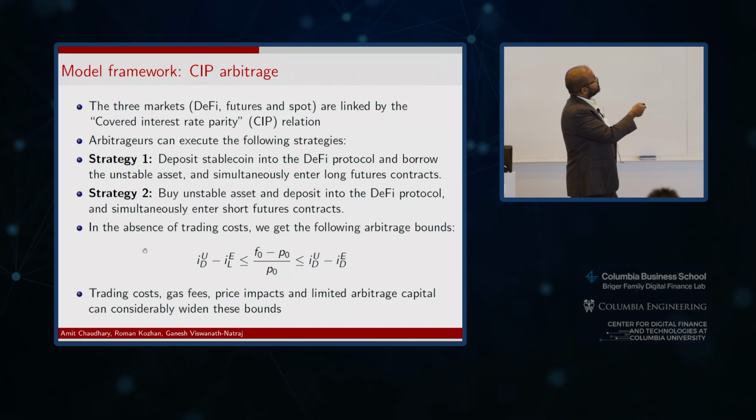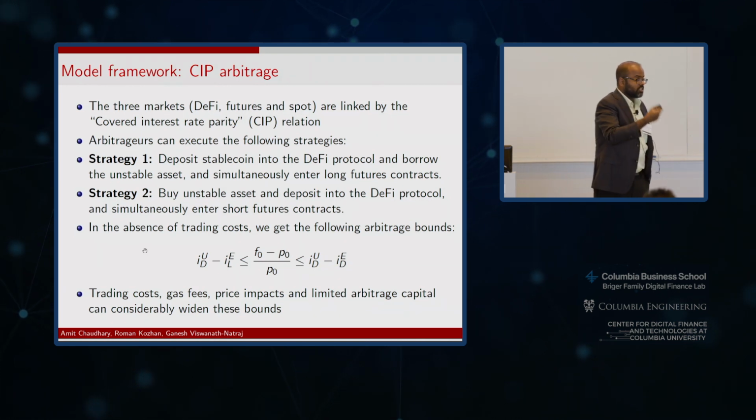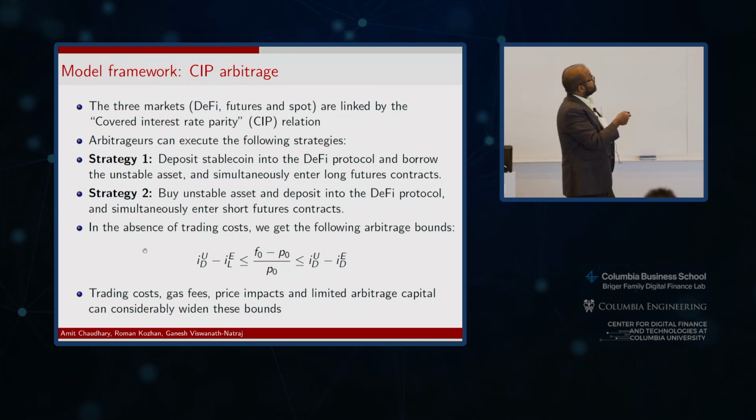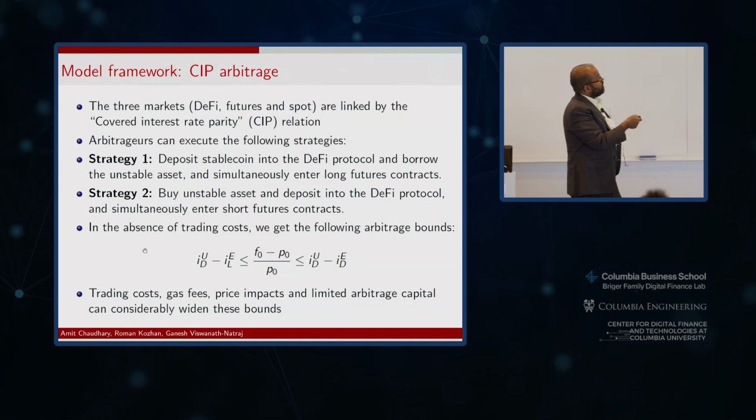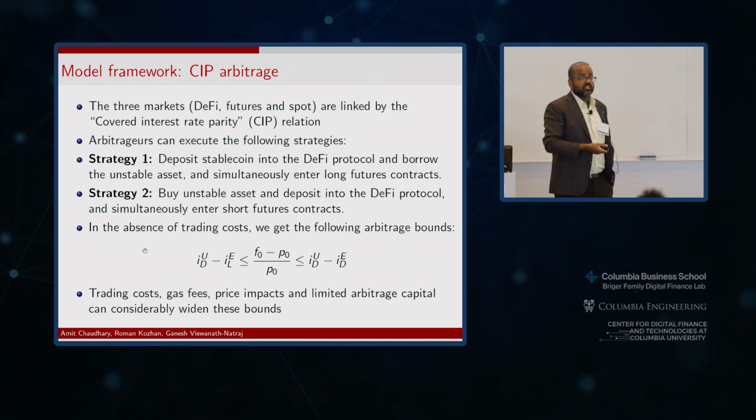Alternatively, if the futures premia are too high, then you can enter an arbitrage trade where you short the futures, and then you buy the risky asset and deposit it into the DeFi protocol. And so this arbitrage trade will be beneficial if futures premia are overpriced. So this leads to these arbitrage bounds, where the futures premium has to lie between these interest rate differentials in the lending protocol. So if the futures premia lie outside these bounds, then you can conduct arbitrage.